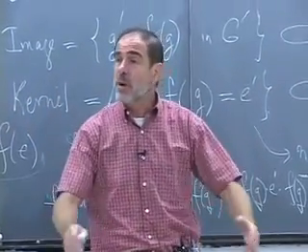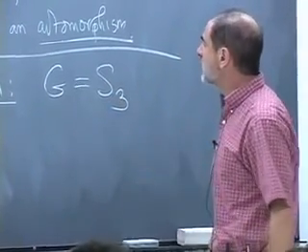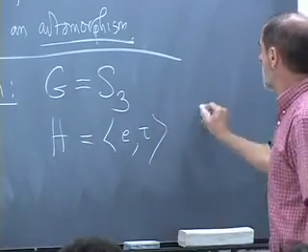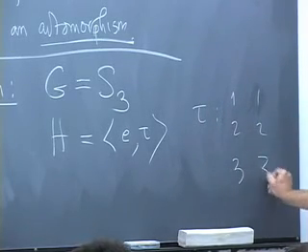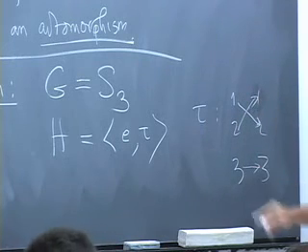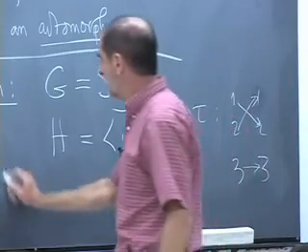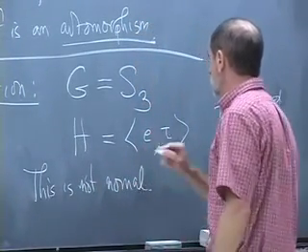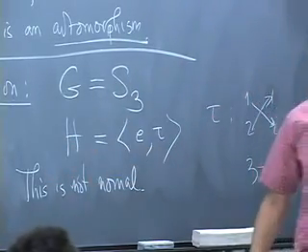Can someone suggest a simple non-abelian group to work with? S3. S3. So let's take a look at S3. And let's take a simple subgroup to work with. Let's take the identity element and our transposition tau, where tau sends 1 to 2, 2 to 1, and fixes 3. Okay? Now, I claim this is not normal. So you have to find an element in the group that takes this subgroup outside of itself.